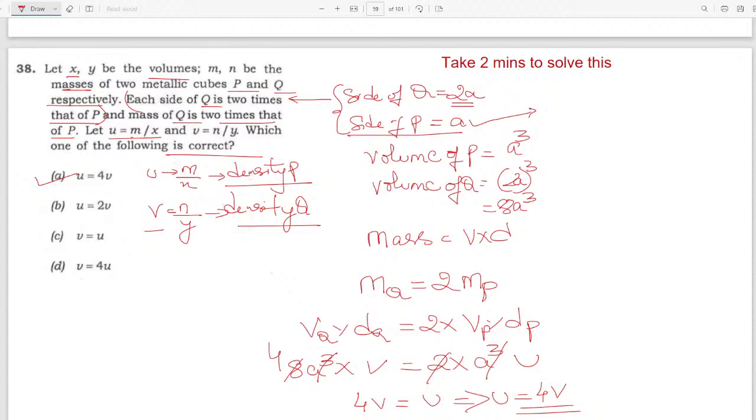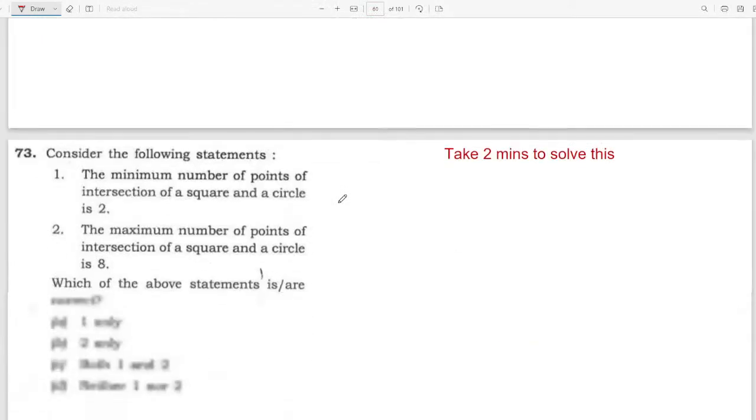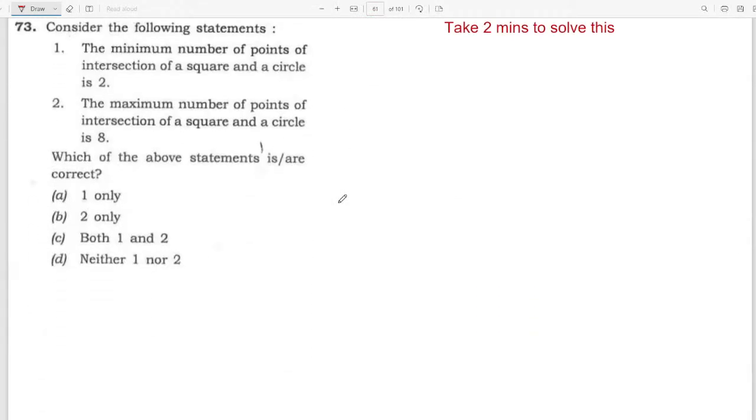Okay, so we'll move to the next question then. Take 2 minutes to solve this question. We'll see how to go about this question. I mean, there is nothing to solve here, just the visualization.